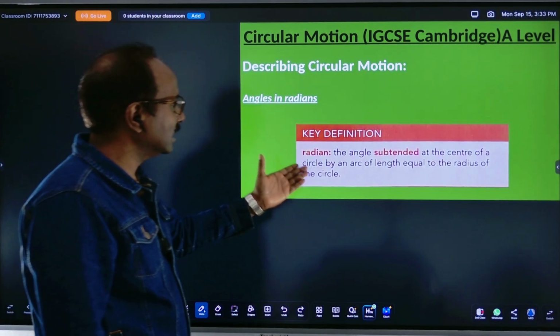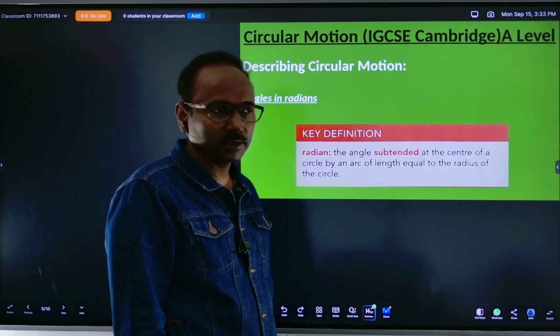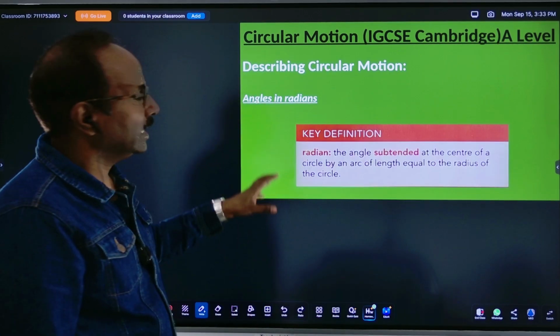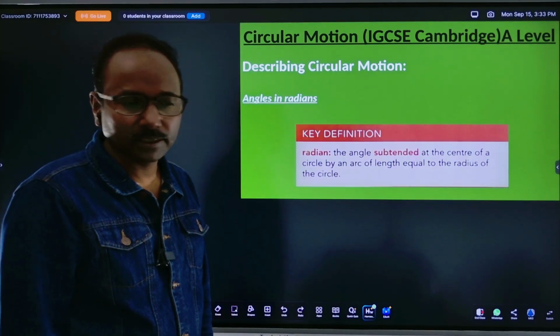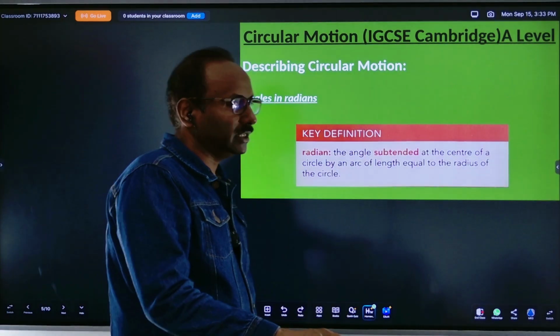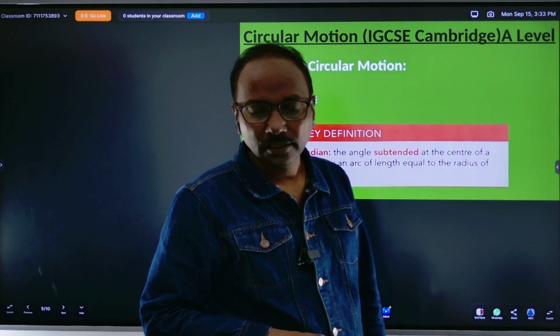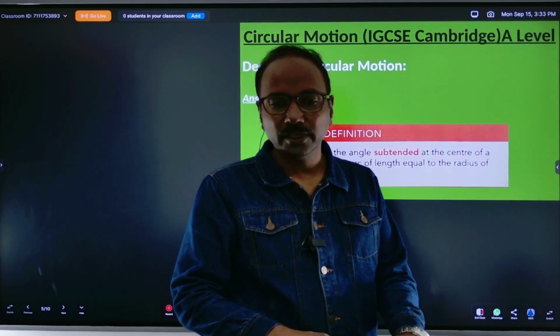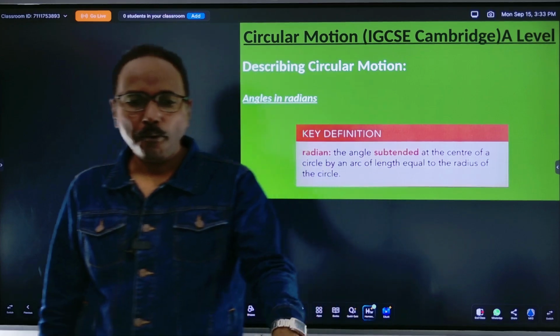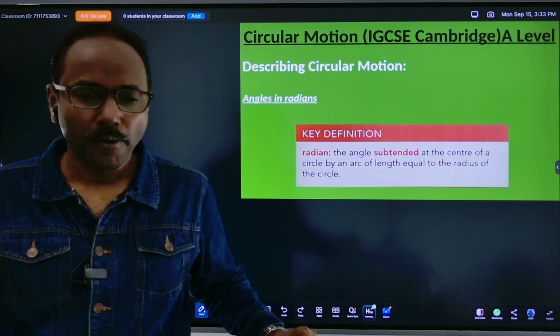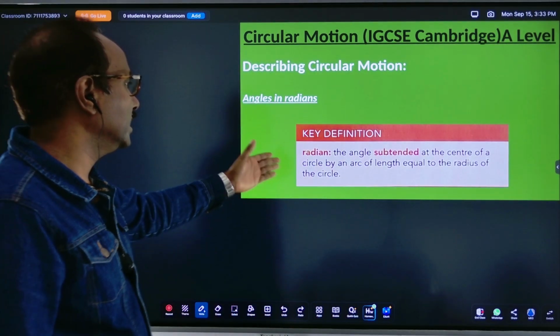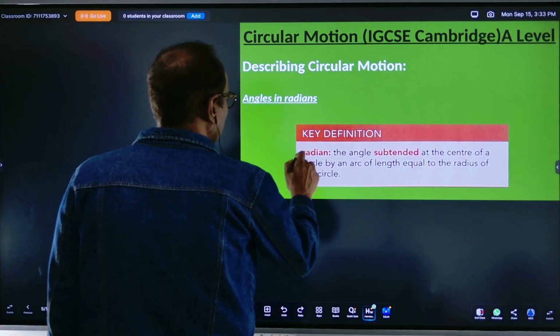The same thing has been put in words. The angle subtended at the center of the circle by an arc of length equal to the radius of the circle is your 1 radian. It is basically 1 radian.